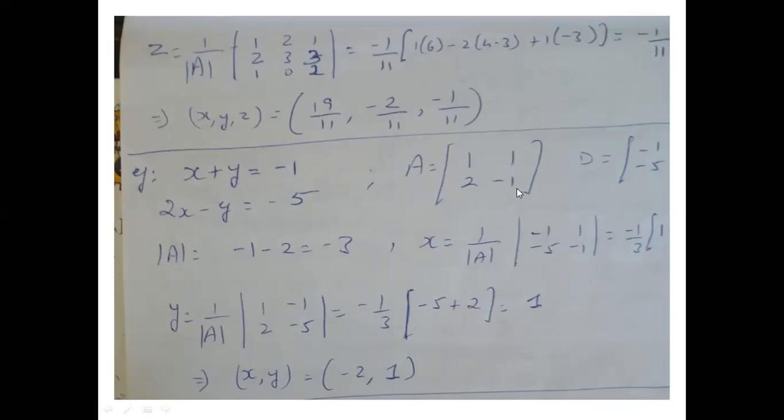Keep 1 and minus 1, the second column as it is. Find the value of x. Similarly for y, keep the first column as it is, replace the second column with minus 1 and minus 5. You will get the answer. So you get your x and y values.